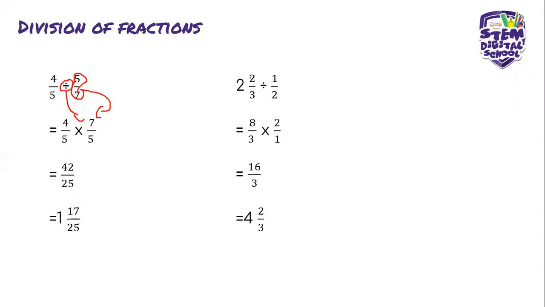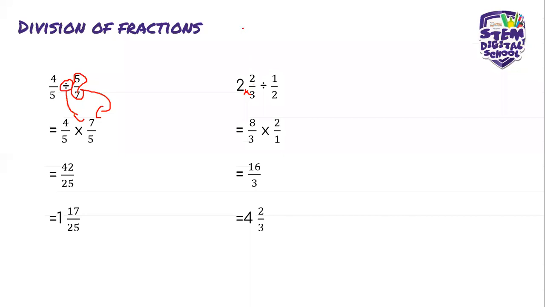Same story here. I changed this into what? An improper. 2 times 3 is equal to what? 6 plus 2, it's 8. Then I say, this needs to change into this. So I change this into a multiplication. The half changes to what? 2 over 1. Then I say, numerator with numerator, denominator with denominator. 8 times 2 is 16. 3 times 1 is 3. Then I ask, how many times does 3 go into 16? 4 times. Then there are 2 left to get me to 16. So it's 4, 2 over 3.